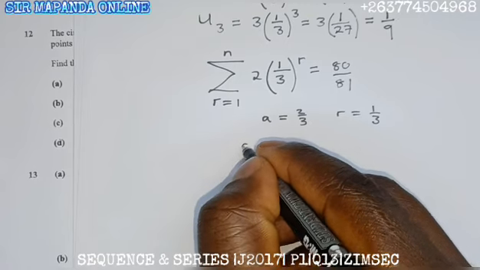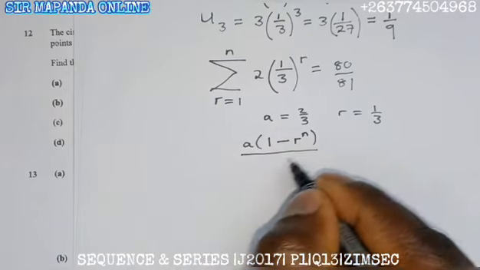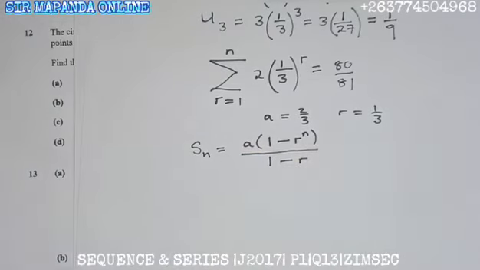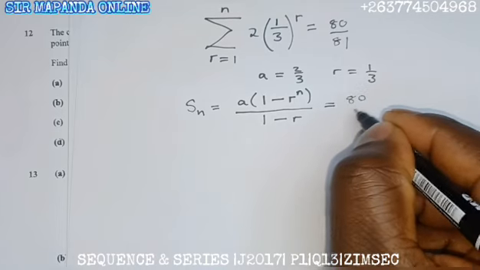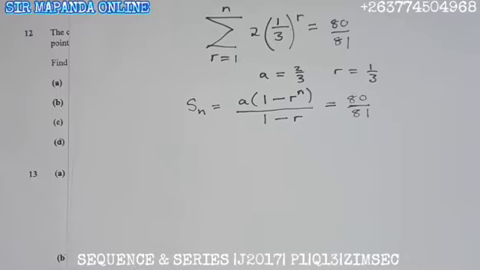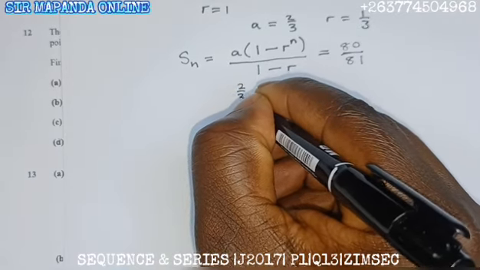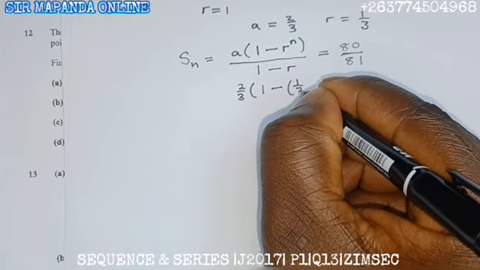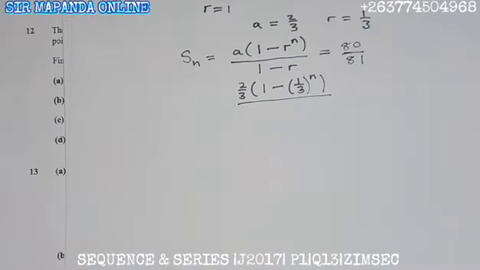So for GP, you are saying a open bracket 1 minus r to the power of n, divided by 1 minus r. This is the sum of the first n terms for a GP. Equate this with 80 over 81. I hope you are following, class. Right. So you are putting 2/3 on a. You get 2/3 open bracket 1 minus r, which is 1/3. You put 1/3 on r. You raise this with n. You close your bracket.